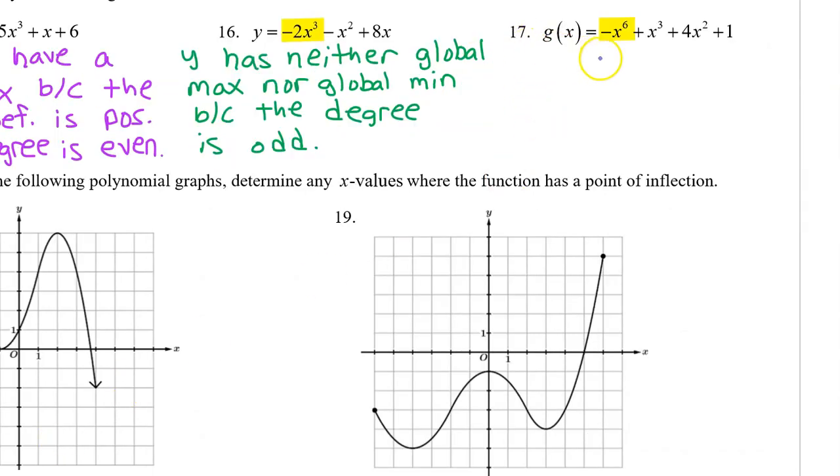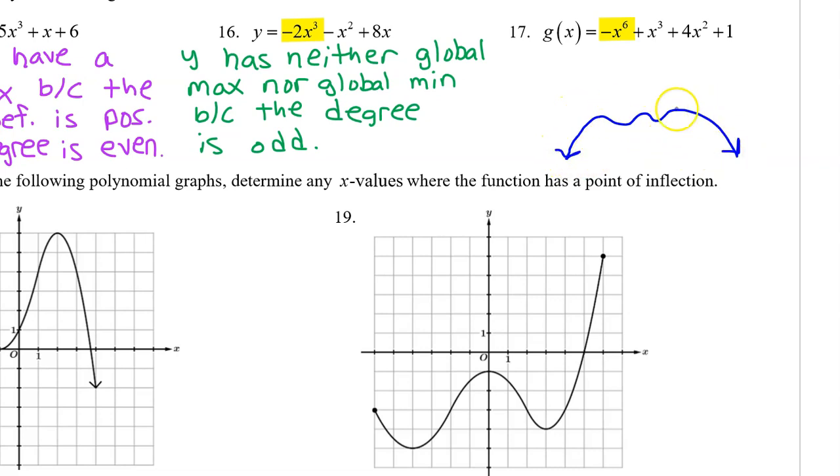Number 17, looking at the leading term of g of x, we see that the leading coefficient is negative and the degree is even. That means the end behavior is going to be falling on both sides like this.